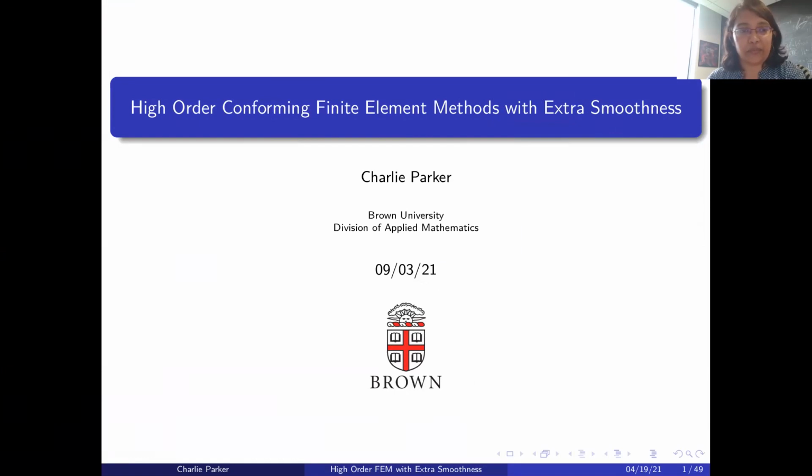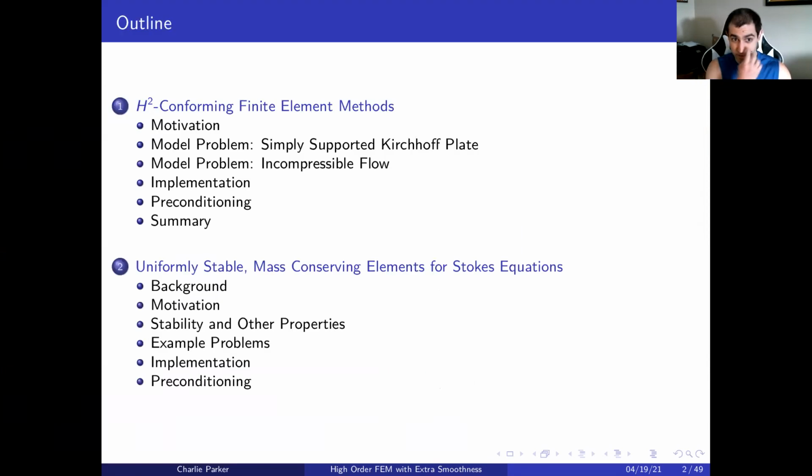Thank you. All right, hello, you can hear me clearly still, right? Yes. Okay. So I have a more traditional talk today, nothing dealing with neural networks or anything like that. We're going to take a look at essentially two examples of high-order finite element methods with extra smoothness. The first will be H2 conforming finite element methods, where we'll mostly talk about two model problems: simply supported Kirchhoff plate and incompressible flow. And then the second part of the talk will be uniformly stable mass conserving elements for Stokes equations.